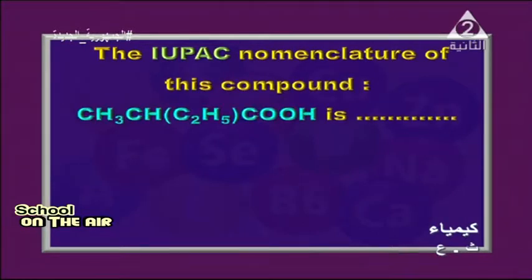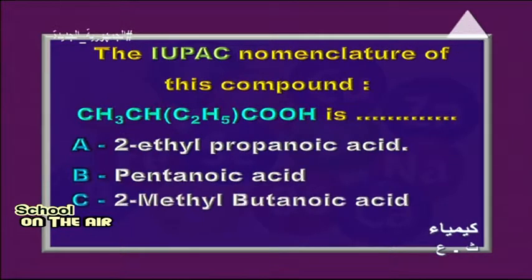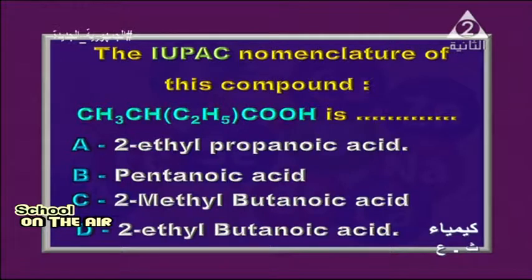Next question. The IUPAC nomenclature of this compound, CH3CH(C2H5)COOH, is it 2-ethyl propanoic acid, pentanoic acid, 2-methyl butanoic acid, or 2-ethyl butanoic acid? To write the name for this compound, we have to number the acid starting from the carboxyl group and take the longest chain. So the answer here will be 2-methyl butanoic acid.